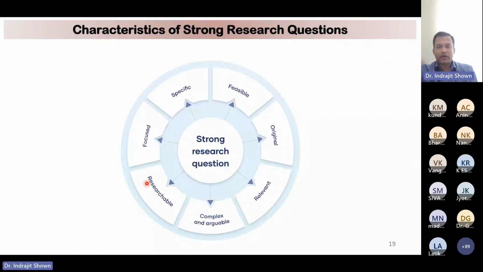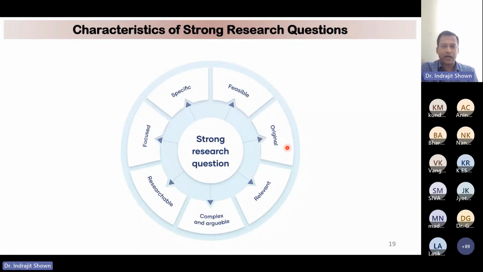Then you have to understand, because we should create a research question, right? What strong characteristics are required for that particular question? One is it should be specific, then it should be feasible, or we can say logical. Then there should be originality.